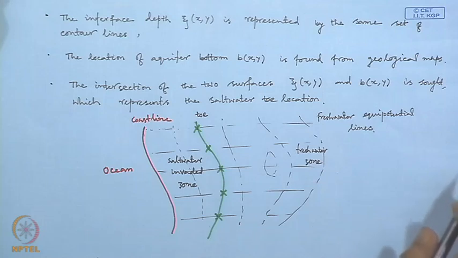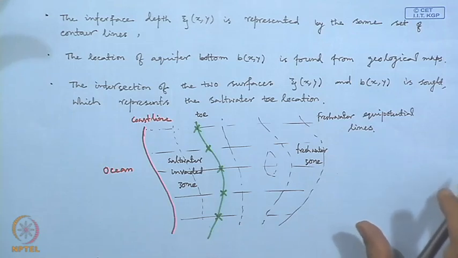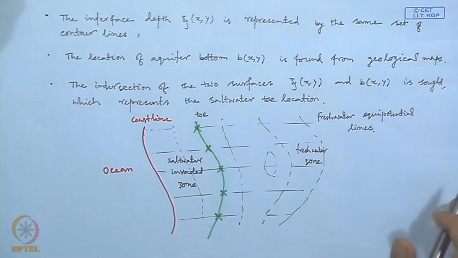Ghyben-Herzberg principle considers a stationary salt water wedge assumption for its derivation. However, in complex geological conditions, we cannot directly use that assumption for practical modeling or practical use.